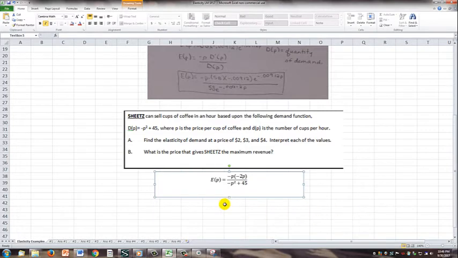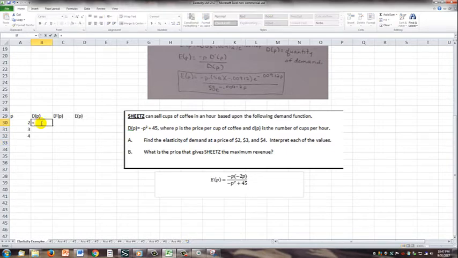Okay, so hopefully you got E of P equals negative P times the derivative of the demand function, negative 2P, all over negative P squared plus 45. And I know that this is very easy to multiply together. Just leave it simplified, leave it just like this, because the way we do this in Excel is completely different. Remember what you do. There's P, there's D of P, there's the derivative of P, there's E of P, and you might add revenue if the question asks for it. And we want to know the elasticity at 2, 3, 4.